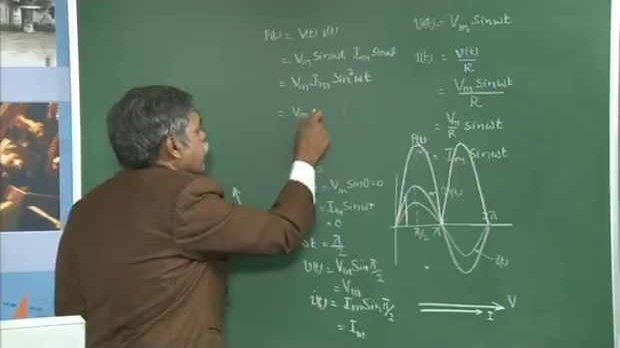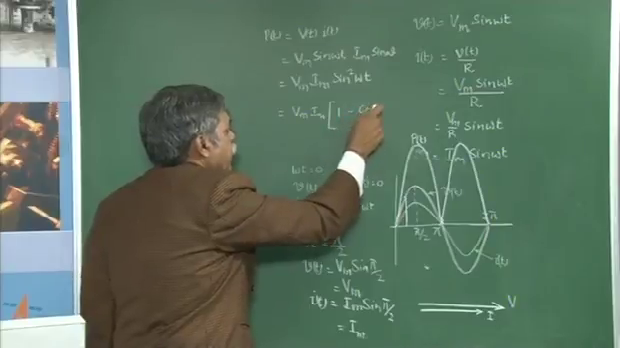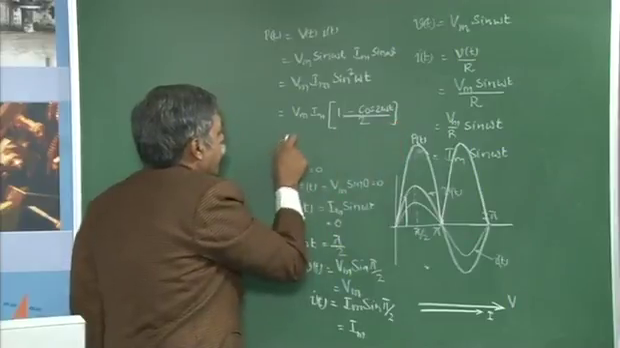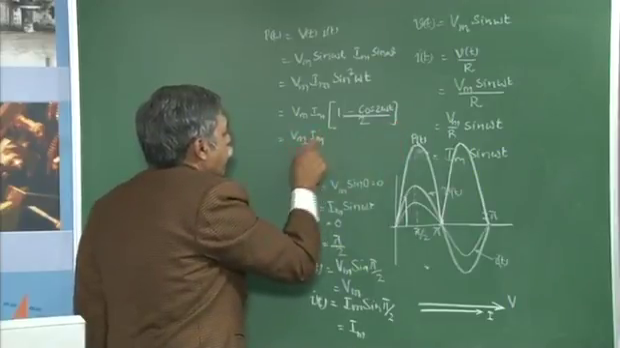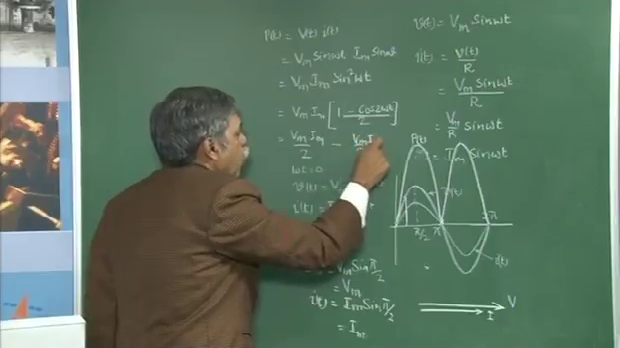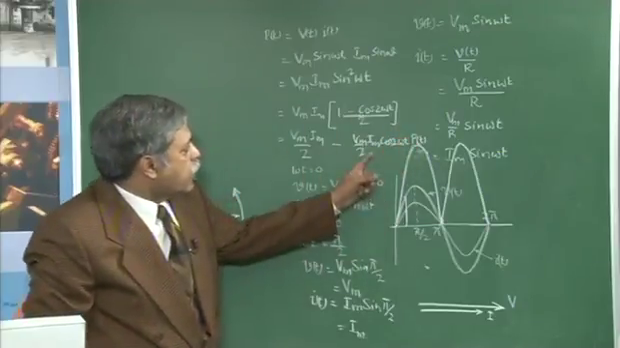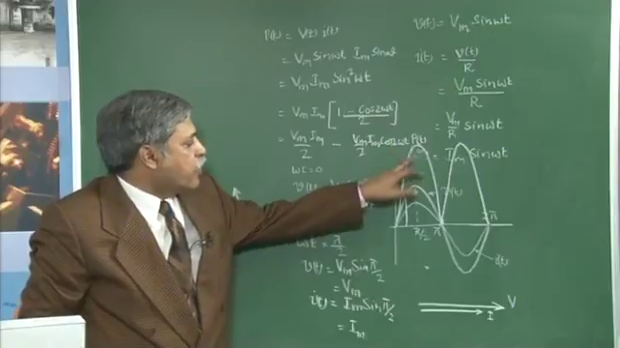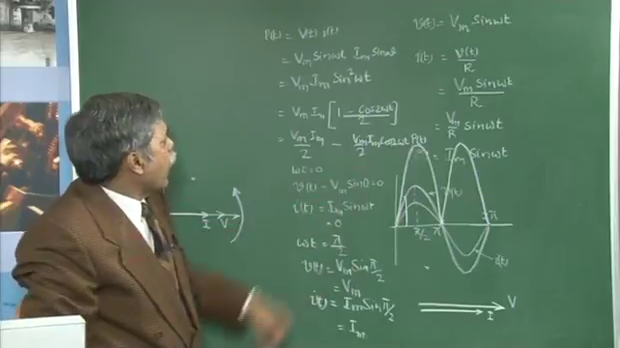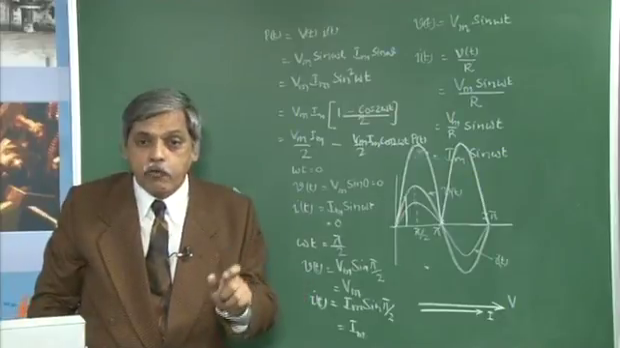The simplified expression for the power, I can also write as Vm Im, converting this sin square omega t as 1 minus cos 2 omega t divided by 2. So I can write this as Vm Im by 2 minus Vm Im by 2 into cos 2 omega t. The second term in this is a cosine function with a frequency of 2 omega. Now the average value of the power can be obtained by integrating this instantaneous power over the full period.